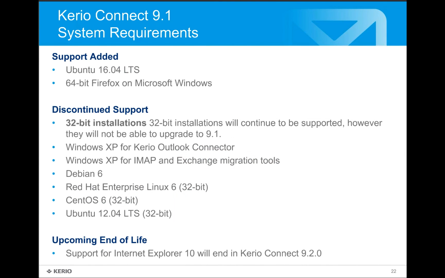And some of the things that we want to call out for system requirements for this release. So I think the biggest thing to call out here is that we now no longer support 32-bit installations. So it has to be 64-bit. If you want to upgrade, you can no longer do 32-bit to 32-bit anymore. It is 64-bit only. We've removed support for Windows XP as well. And you can see some of the other things that we have removed support for here. And upcoming end of life, to give you some notification for what we intend to stop supporting later, will be Internet Explorer version 10 will end in the next version.